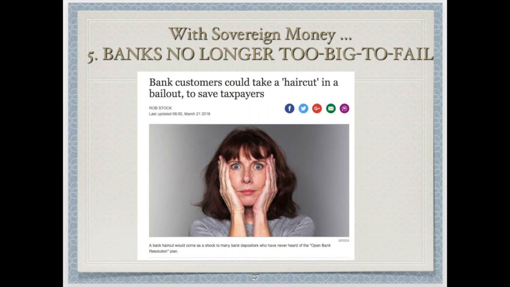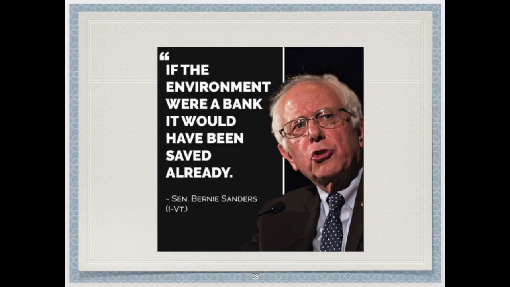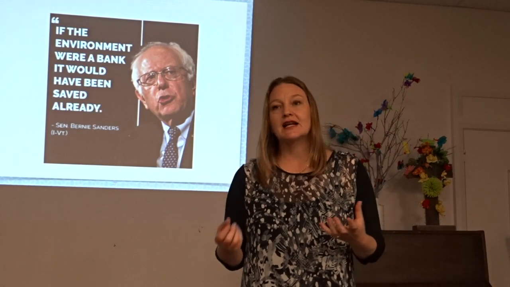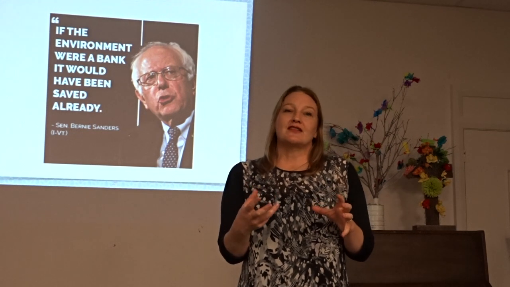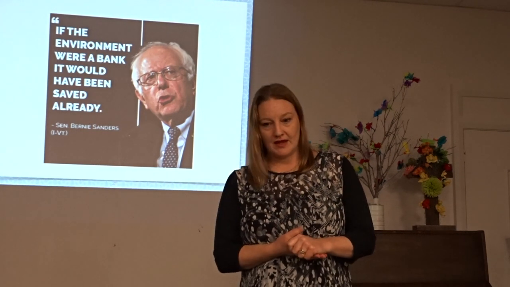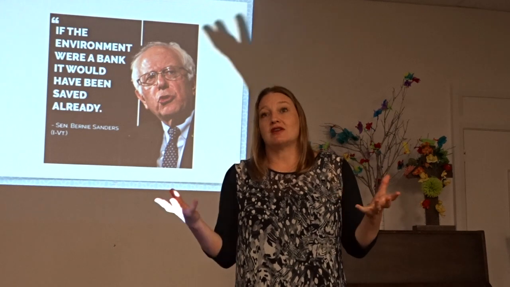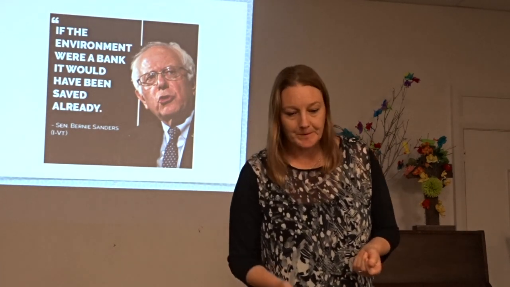And these are the sort of headlines you see here. And I'm going to put that as another positive for sovereign money, is the banks are no longer too big to fail. That's one of the headlines just the other day actually, so I thought I'd stick that one in there. So what's Bernie Sanders got to say about that? If the environment were a bank, it would have been saved already. So banks have got a lot of power. They're basically socialising the risks and capitalising their profit because we're guaranteeing them for the business that they run.